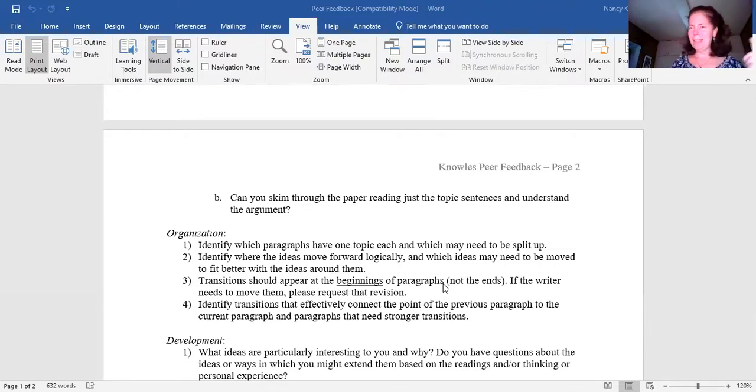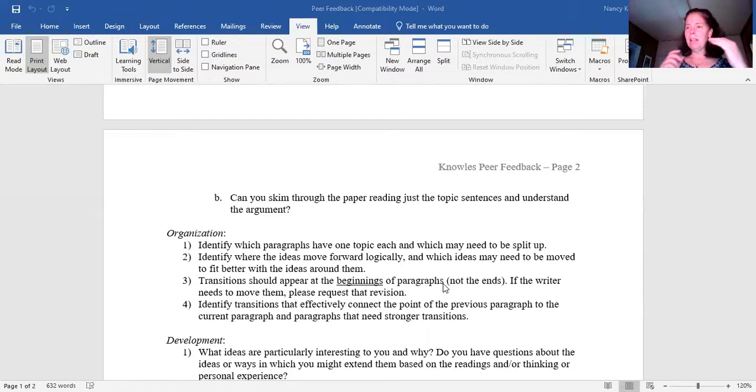Transitions in my class are at the beginnings of paragraphs. And the reason for that is because if you put them at the ends, what often happens is then the topic sentence for the next paragraph is at the end of the previous paragraph. That's confusing. So if you have the transitions at the end, or your peer has it, just say move them down, right, to make sure that they're at the beginnings. I wouldn't start a new topic at the end of a paragraph. I would start it at the beginning of the next one.